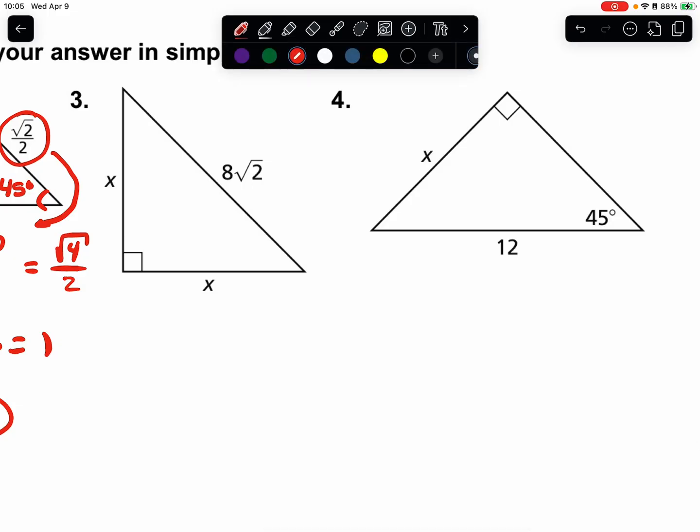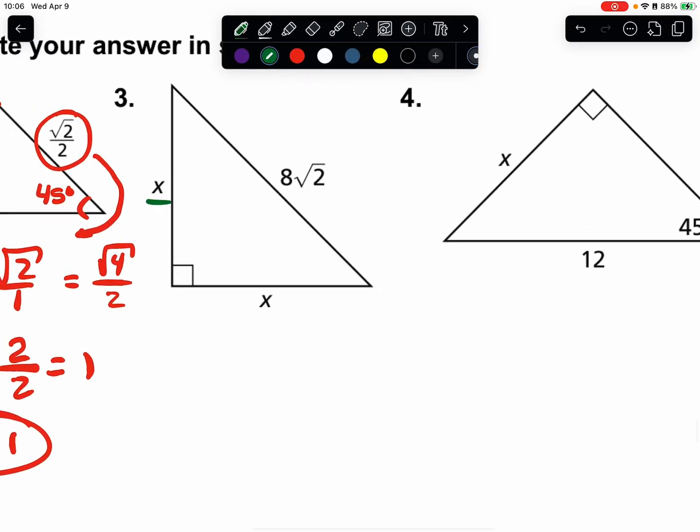Examples 3 and 4. Again, I see x and x, so this has to be an isosceles right triangle. The difference here is now they've given me the hypotenuse. This is the h. I have to find the leg. So I'm not going to multiply. We need to divide. So how do I find x?